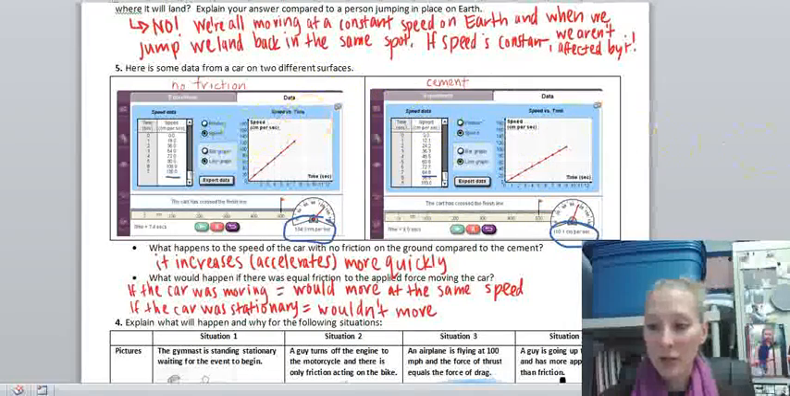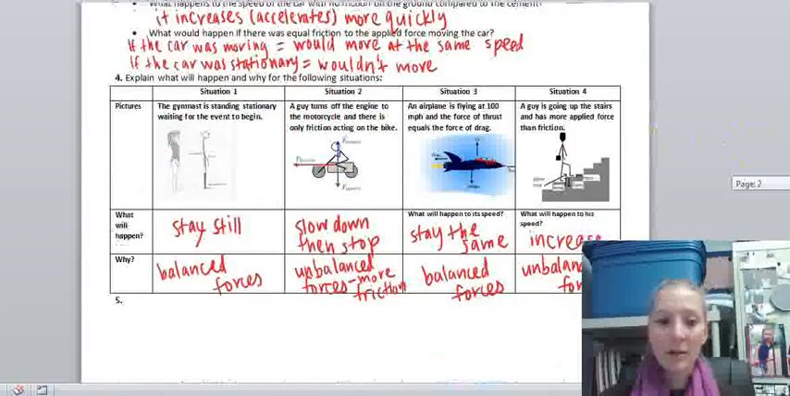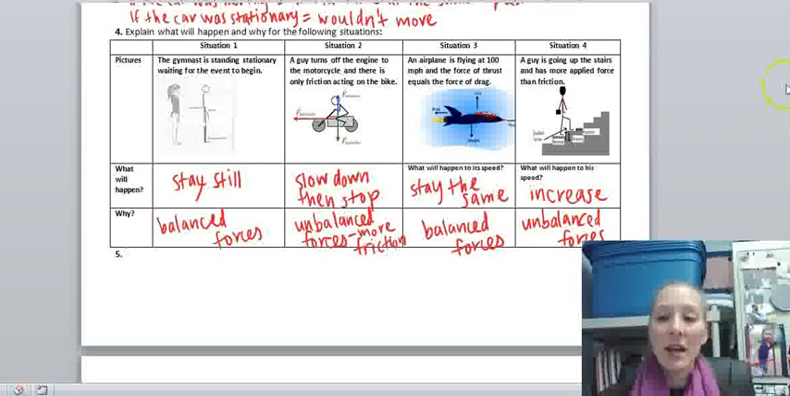Okay, our next question is actually 4 little scenarios. And you need to make sure you can understand how different objects are going to behave based on their free body diagrams and what we know about balanced and unbalanced forces. So you see this little gymnast girl, and she's just standing there waiting her turn. Well, what's going to happen? She's going to stay still or stationary, and that's due to her balanced forces. There's nothing that's pushing her or pulling her more one way or the other.